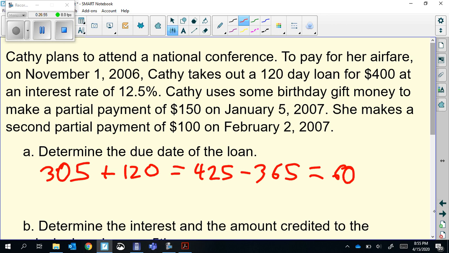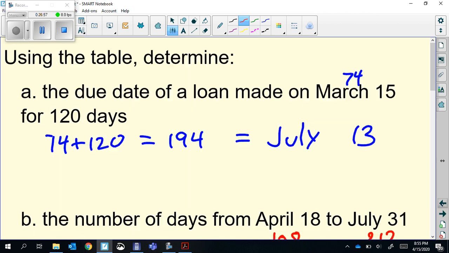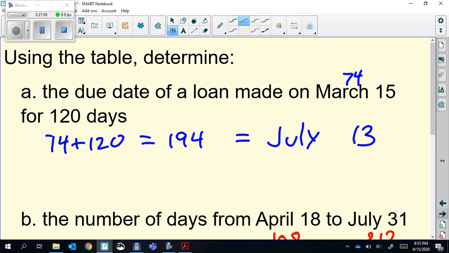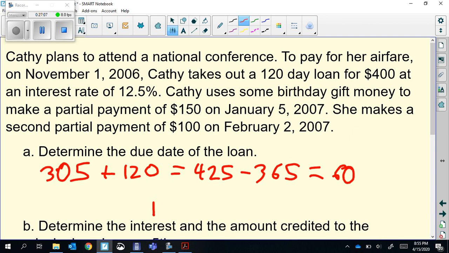So now we need to go back to our chart. 60 days, right there, March 1st. And then that's 2006, so it'll be March 1st, 2007. Which makes sense. Most of these dates coming up here are in 2007, so that's good.